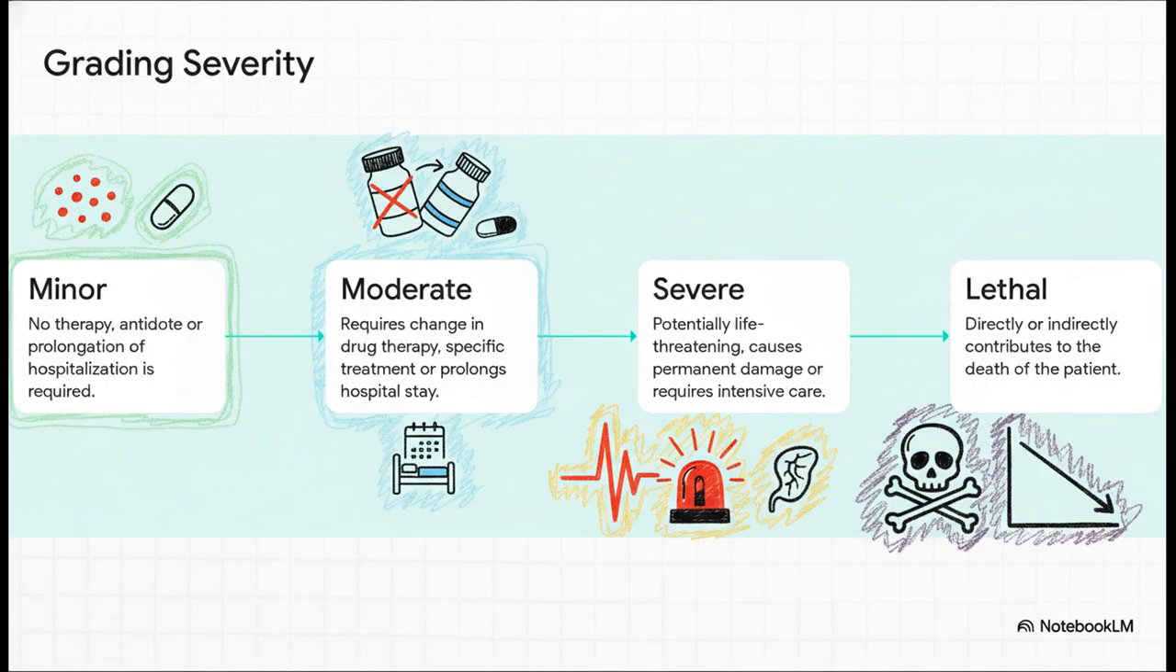And look, this shows you the whole spectrum of what can happen. It's not enough to just know what happened. We have to know how bad it was. A minor reaction could be a simple rash. No big deal. A moderate one means we have to actually change the treatment plan. A severe reaction is a full-blown medical emergency. And well, a lethal one, that speaks for itself. This grading system is absolutely essential for good documentation and for making smart decisions on the fly.